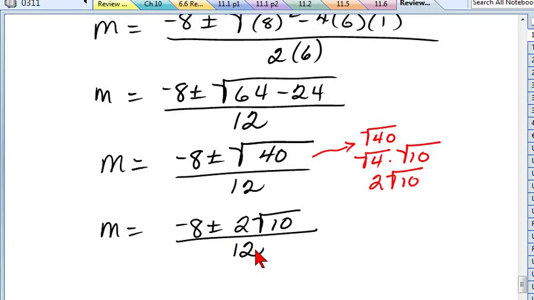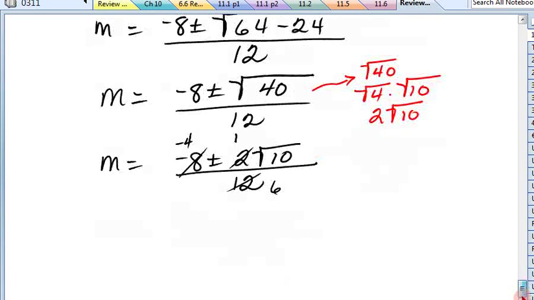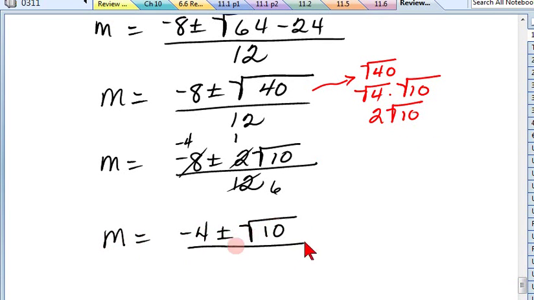Can we reduce? Yes. 2 is a common factor. 2 goes into negative 8, negative 4 times. It goes into itself once. It goes into 12 6 times. Our answer is m is equal to negative 4 plus or minus the square root of 10 all over 6. Done.